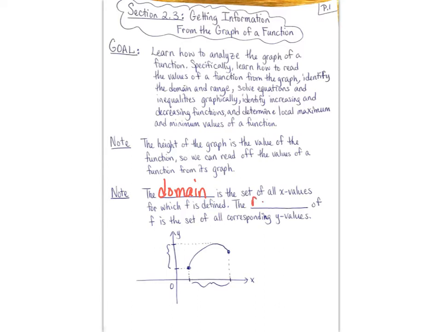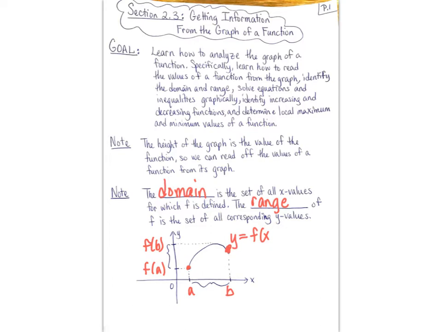The range of f is the set of all corresponding y values. So suppose we have this graph. We have y is equal to f of x here, and this is our function. And suppose we have the interval a to b here. This corresponding y value would be f of a, this point here. This point here would be f of b. That's the corresponding y value.